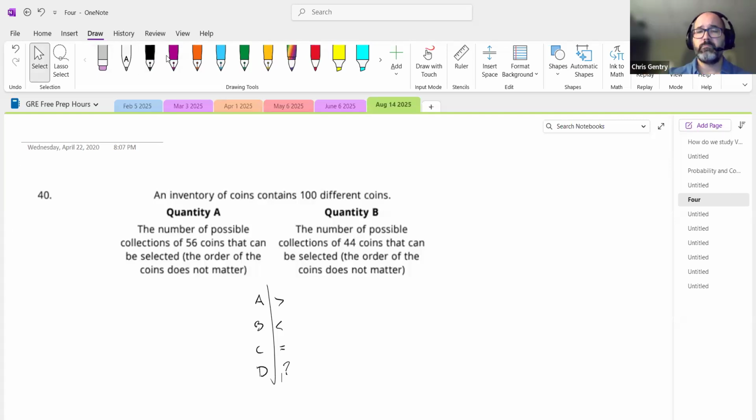Everyone take a few moments and type in the chat whenever you're ready. Do you believe quantity A is greater, quantity B is greater? Do you believe the two are equal? Or do you believe that it cannot be determined?